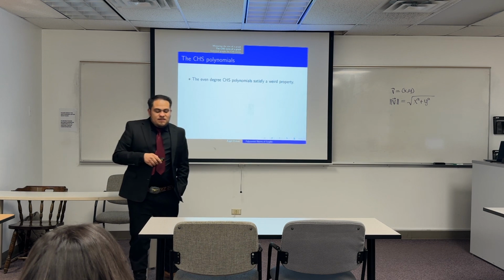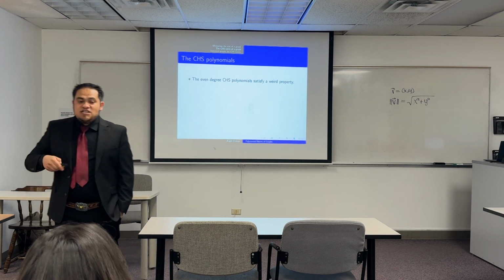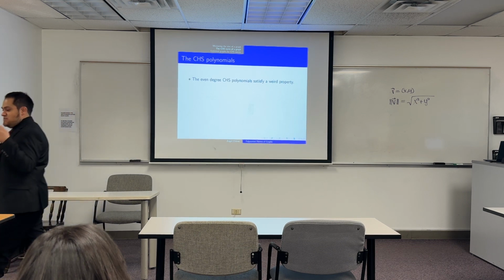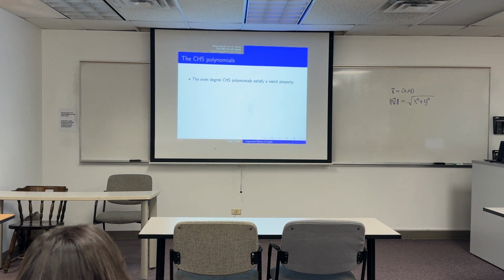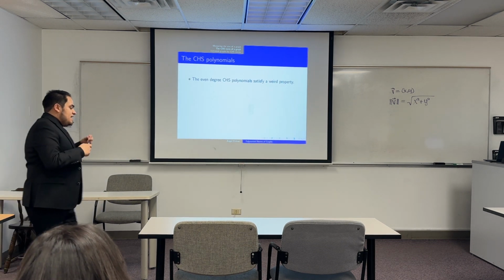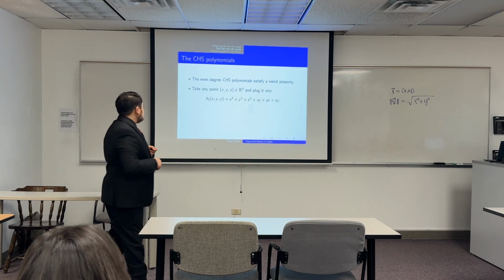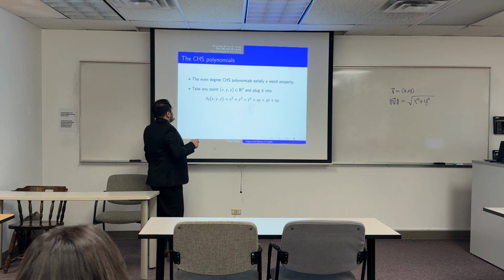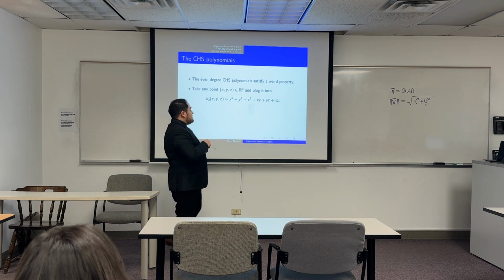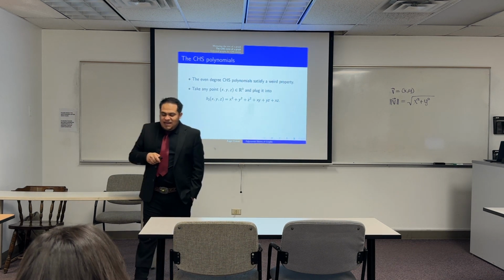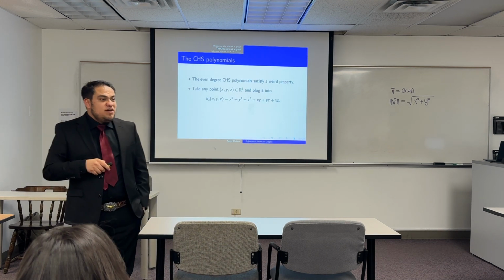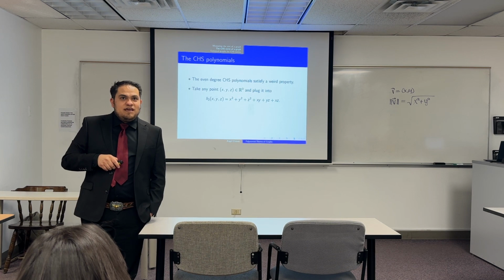Now, the even degree CHS polynomials, these weird combinatorial polynomials that we just talked about, satisfy a really weird property, which I'll illustrate with this example. So let's take any point in 3-dimensional space. Take any x, y, z in 3-dimensional space you want to. For example, you might take the point -1, 0, -100.